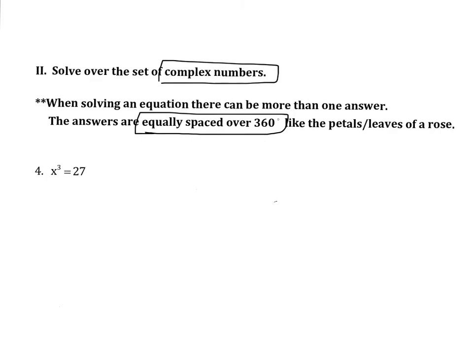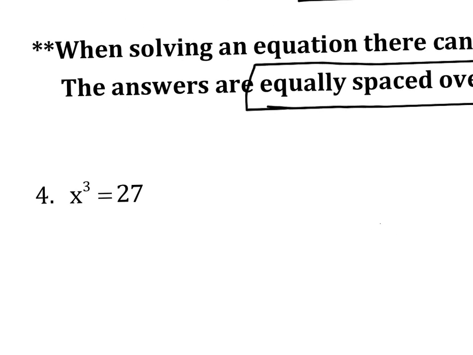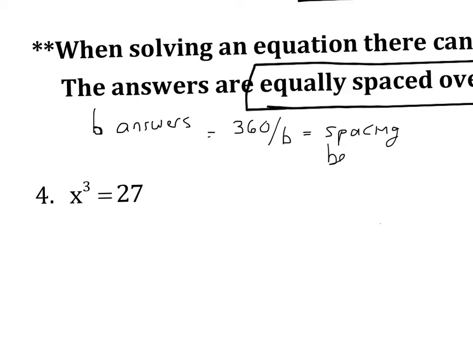So how many answers there are, say for example, let's say B answers. So there are B answers. What you would do is do 360 divided by B, and this gives you your spacing between angles. Just like rose petals. Not angels. Even though several of you are angels, it's actually an angle.